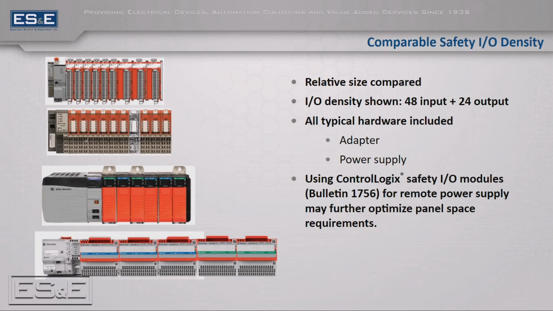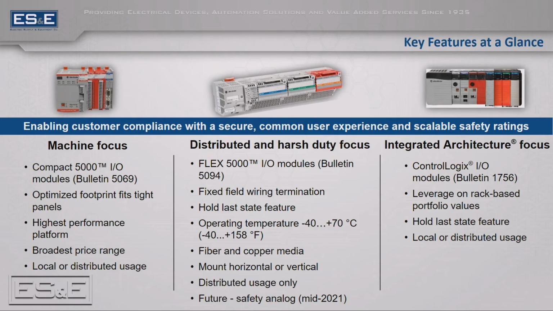size versus point density. At the top of that list shown is the 5069 platform. Based on point density and size, the 5069 is the smallest form factor while being the most capable or highest performance level IO that we have. The next form factor down would be the Point IO. And then the bottom two are our higher point density applications, which would be the ControlLogix or the Flex 5000 IO. Just a few key features and where and why you would look at the different safety IO applications that we have.